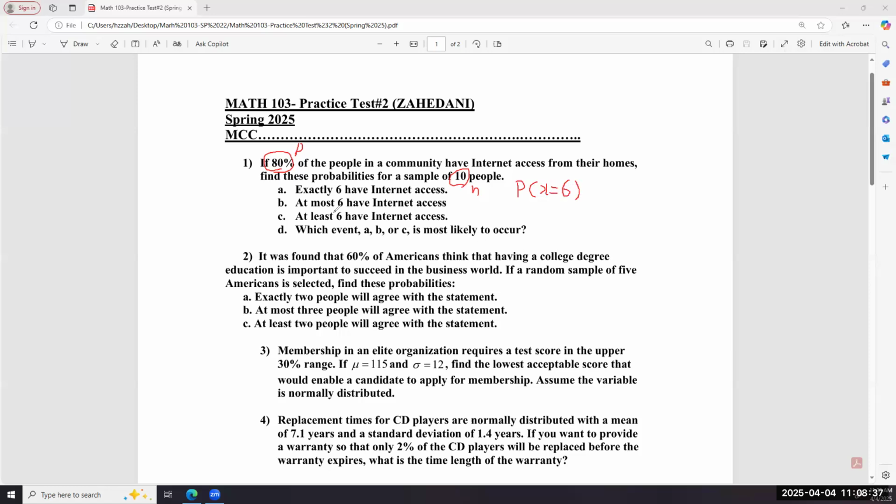That's the first part. The second part is at most. At most means the end. So the probability that X is less than or equal to 6. Less than or equal to 6 means X can be 0, 1, 2, 3, 4, 5, and 6. And part C, at least, means the beginning. Probability of X is going to be 6 up. So this is always the condition for the binomial distribution.